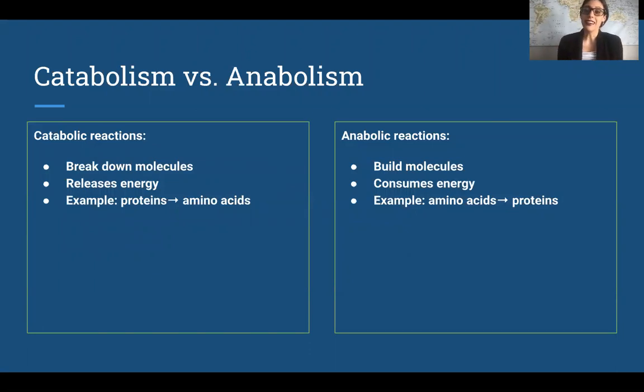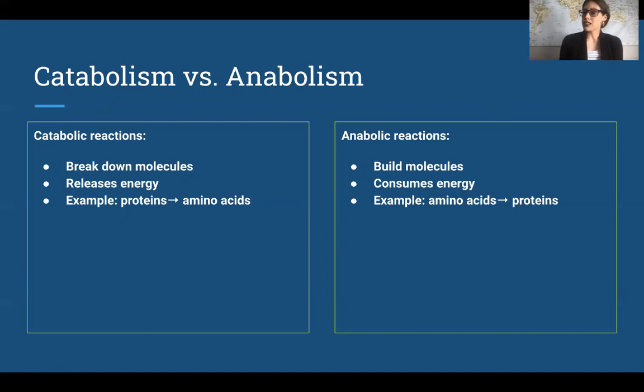Whereas with anabolism or anabolic reactions, we are doing the opposite. We're taking those smaller molecules and we're then converting them to larger molecules. There's also a difference when it comes to energy between these two reactions. With catabolic reactions, we're going to be releasing energy. That releasing of energy then can be used in anabolic reactions, which are going to be using, or in other words, consuming energy.